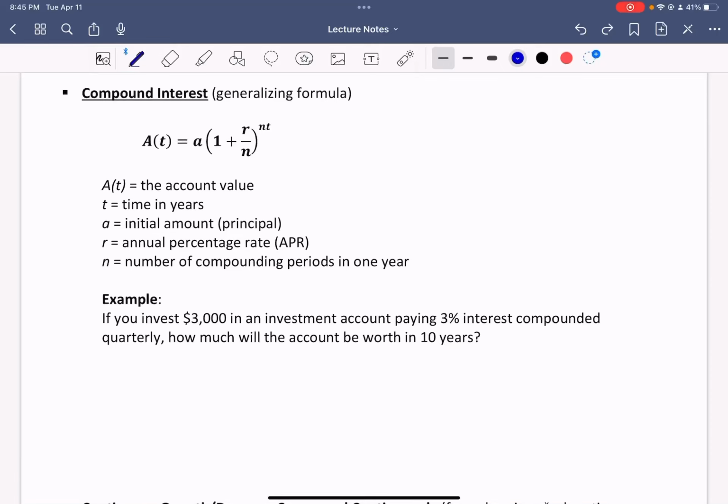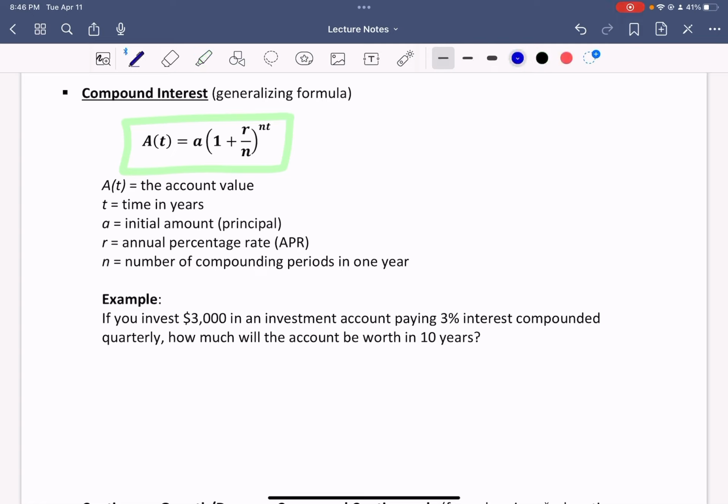Compound interest. What we want to do is look at this special formula right here, known as our compound interest formula. Now, it's not the formula on how every interest and everything in your life is done, but it gives us a general rule of how to figure it out. What we need to understand is what all these variables mean. So let's take a look at that. And this is a very generalizing formula.